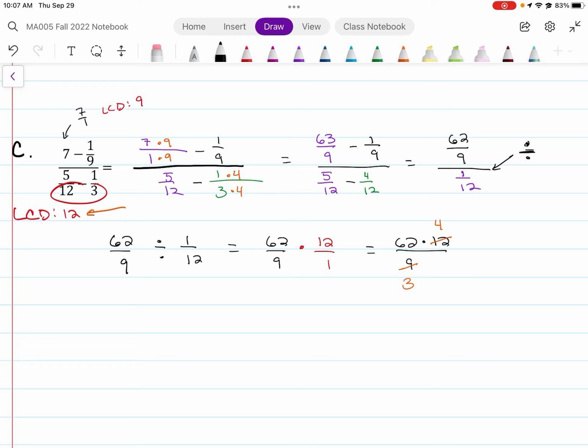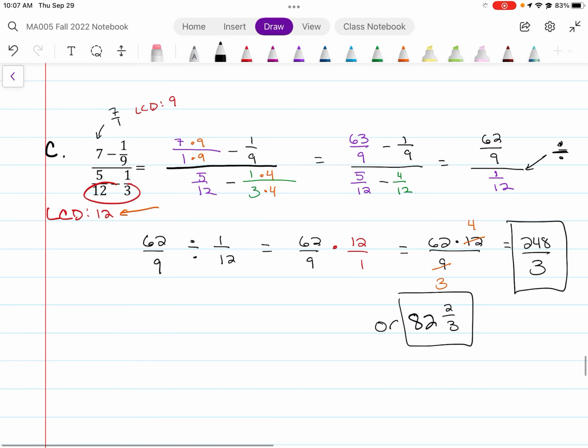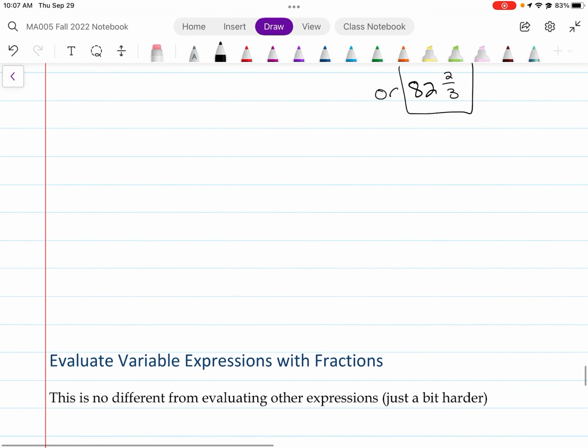So 62, because 3 does not go into 62. All right, so 62 times 4 is 248 over what's left on the bottom, 3. Or how many 3's are in 248? There are 82. 82 times 3 is 246. So how many are left over? 2. So 82 and 2/3. Okay, so either one of those is fine for me. So just pay attention to what Lumen is asking for.